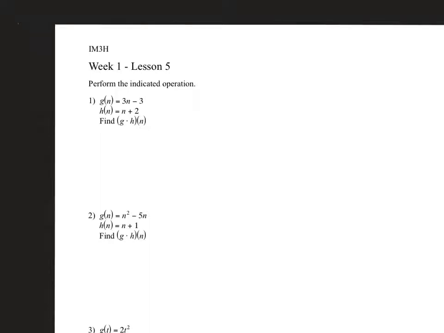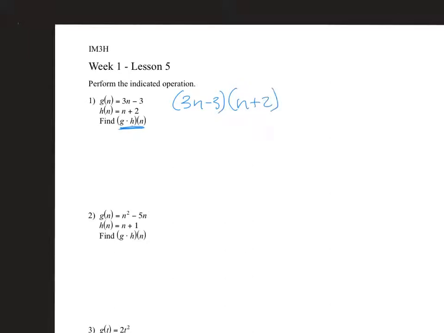This lesson is for week 1, lesson 5. This is multiplying functions. So first thing I'd like you to take a look at is right here where you can see that the notation says that you're going to be multiplying the g function with the h function. So here's the g function. Here's the h function. And they want us to multiply this together.